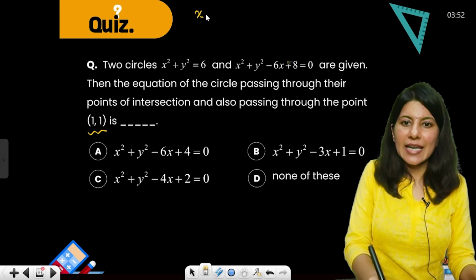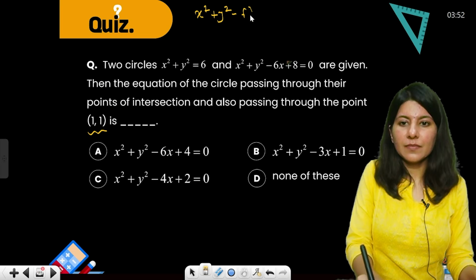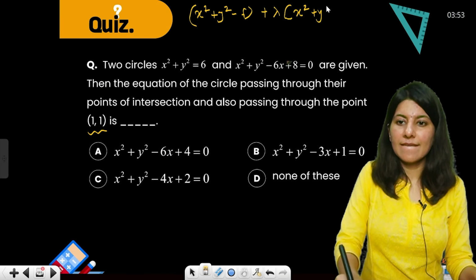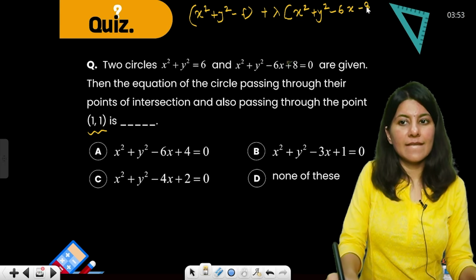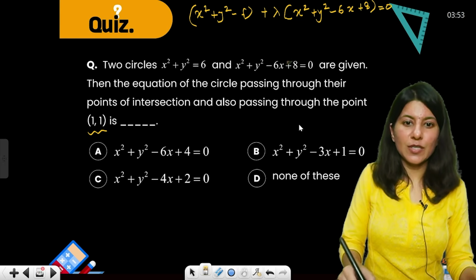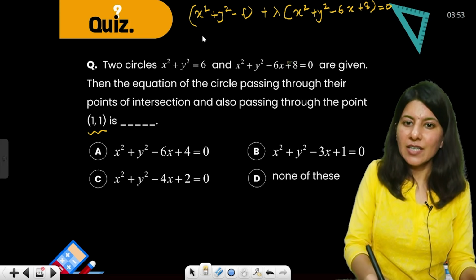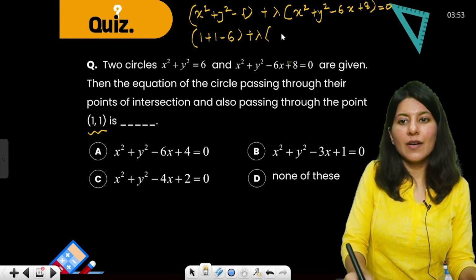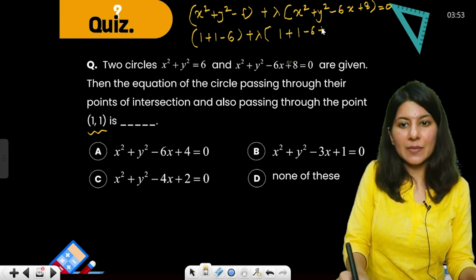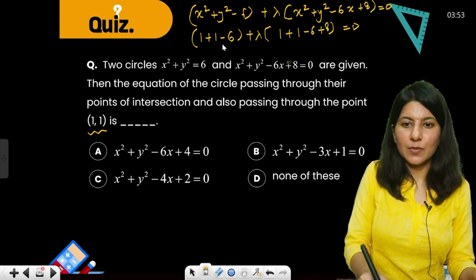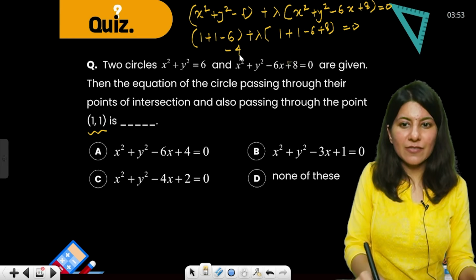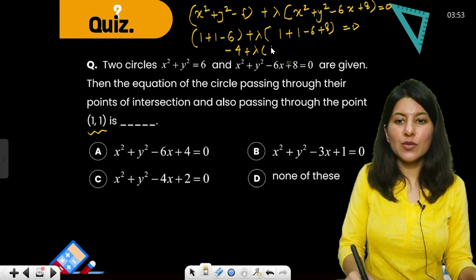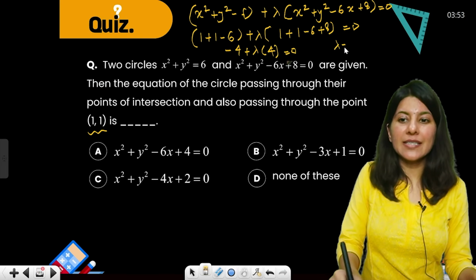Again, S1 plus lambda times S2 equals 0. Now (1, 1) has to satisfy it. So 1 plus 1 minus 6, plus lambda times (1 plus 1 minus 6 plus 8), equals 0. So this is 2 minus 6, so minus 4, plus lambda times (2 plus 2, which is 4), equals 0. So lambda comes out as 1.